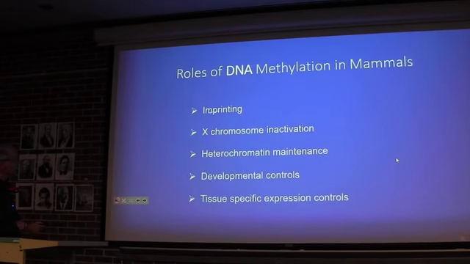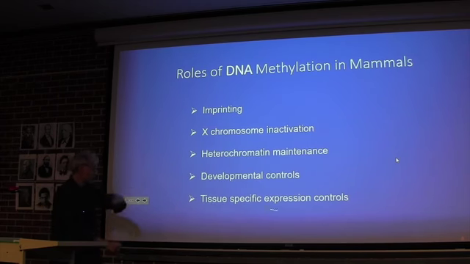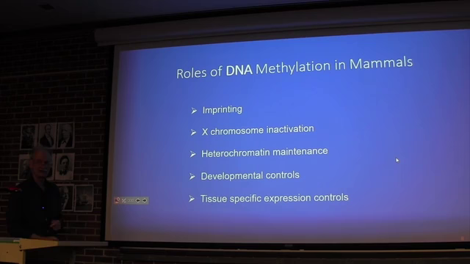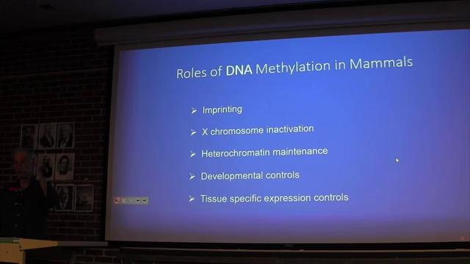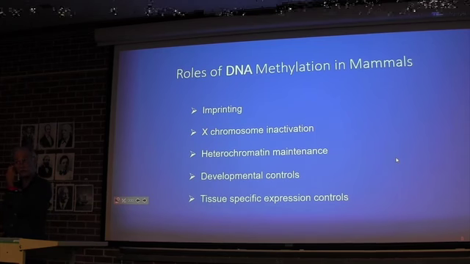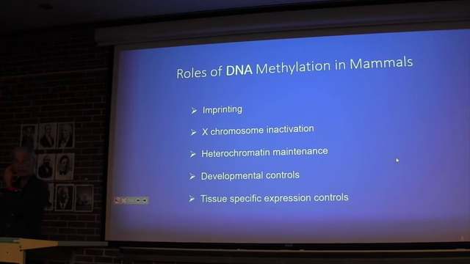Roles of methylation: imprinting, X chromosome inactivation, heterochromatin, developmental control, tissue specificity, just about everything. You know what imprinting is? That's where you take the marks from the maternal versus paternal parent. There are not many examples of imprinting in humans. There seem to be a few, but not very many.